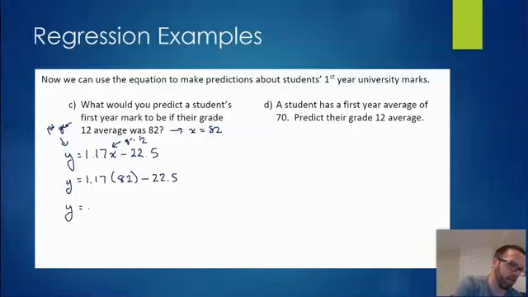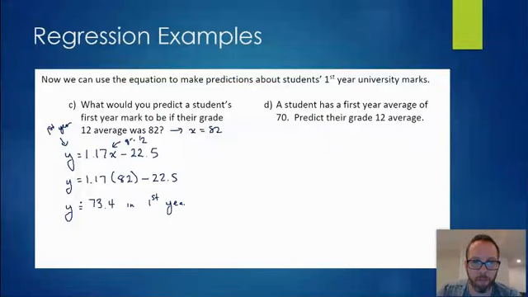1.17 times 82 minus 22.5. So using our model, we can predict their average to be about 73.4 in their first year, using our model anyway. We could also say, what if we wanted our students' first year average to be 70%? What would their grade 12 average have to be?